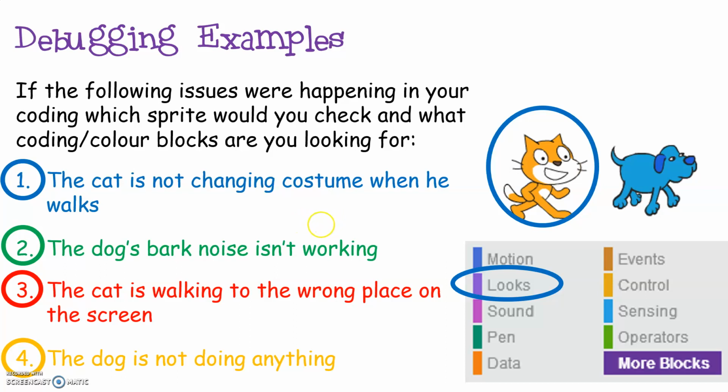Okay, number 2, the dog's bark noise isn't working. So this time, which sprite would you look at, and what type of scripts would you be looking for? The answer is you would be looking at the dog scripts this time, and the type of blocks you would be looking for are the pink sound blocks, because it's a sound bark noise that isn't working correctly. Okay, number 3, this cat is walking to the wrong place on the screen. Which sprite and what?